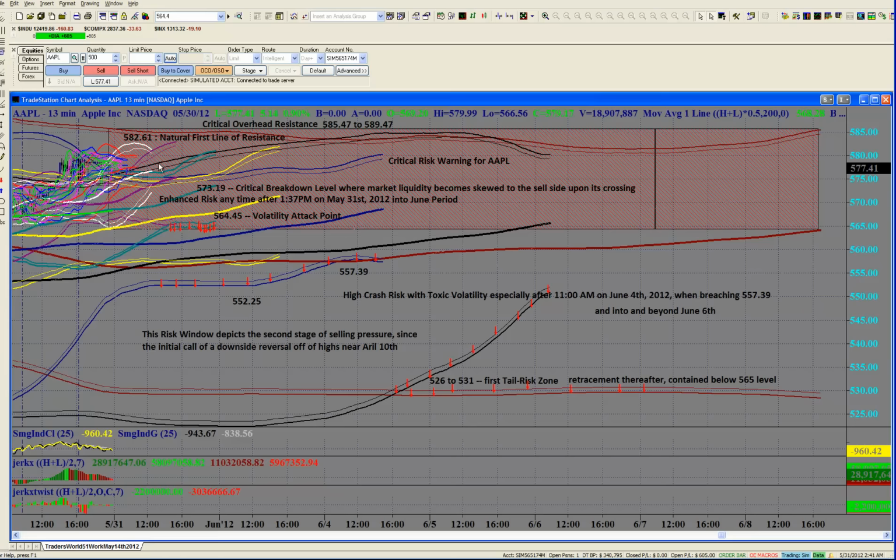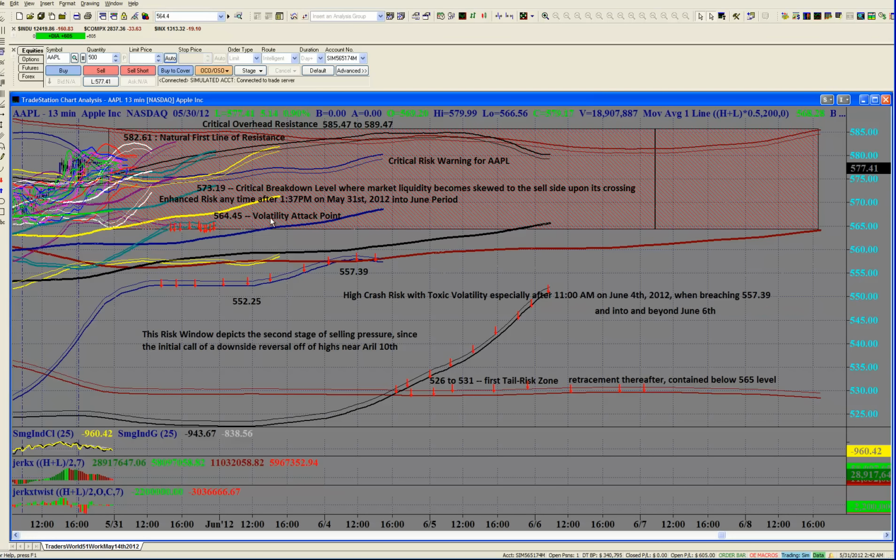of zero momentum boundaries that's basically telling me that if price gets underneath the $573.19 for more than 13 minutes at any point after 1:37 p.m. on May 31st, 2012, then there's going to be enhanced risk, and market liquidity is going to become skewed to the sell side upon crossing that point. So it would be natural at that point for the market to try to progress down to the 564.45 area. Obviously no big deal.